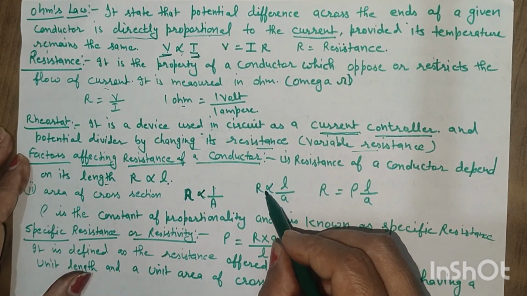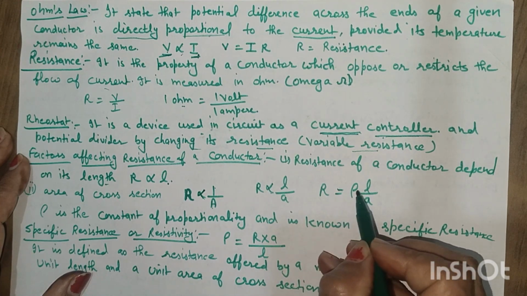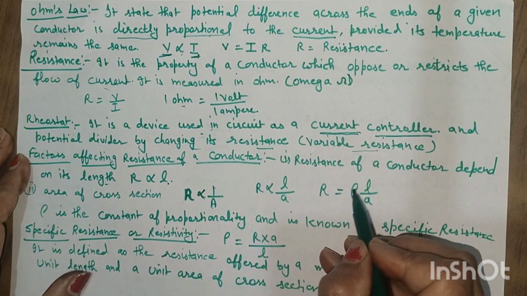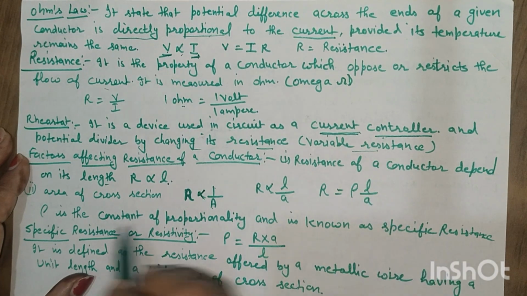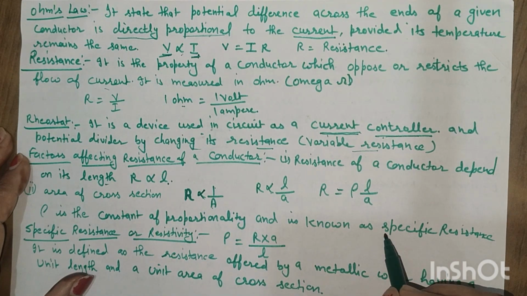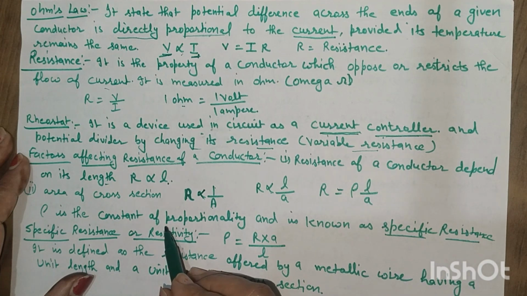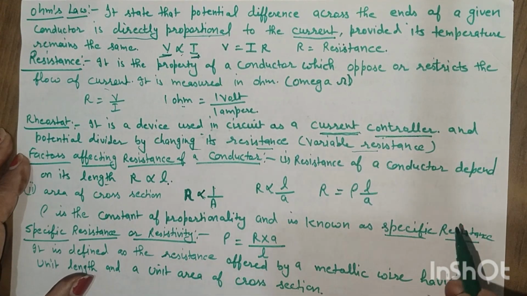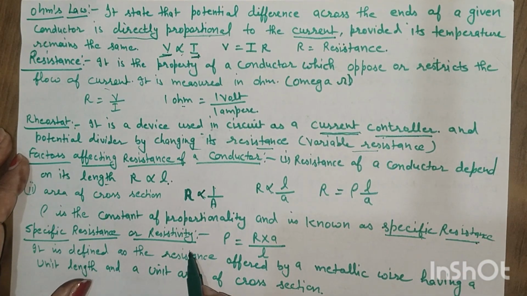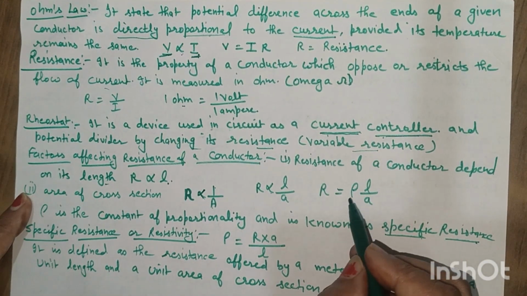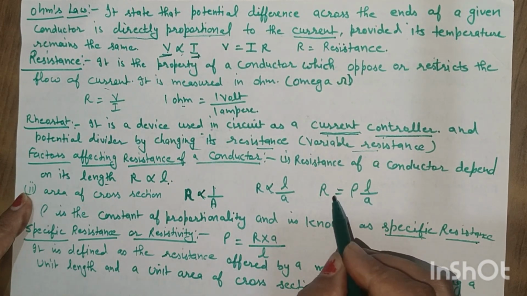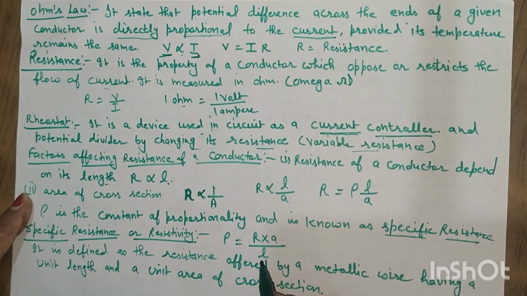And when we change the sign of proportionality, it is replaced by rho. This is rho, and R is equal to rho into L by A. Rho is called the constant of proportionality, and it is known as specific resistance. Specific resistance or resistivity: when we take rho outside the equation and cross multiply, we get rho equals R into A by L.